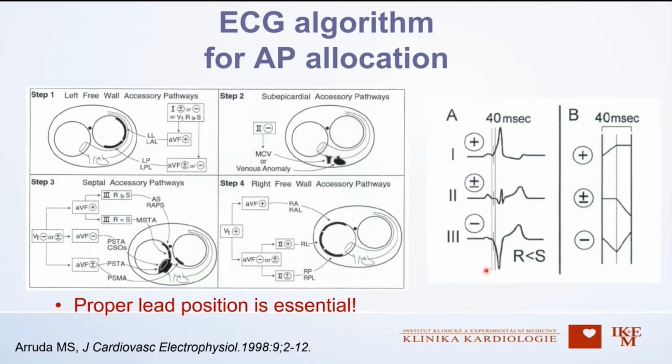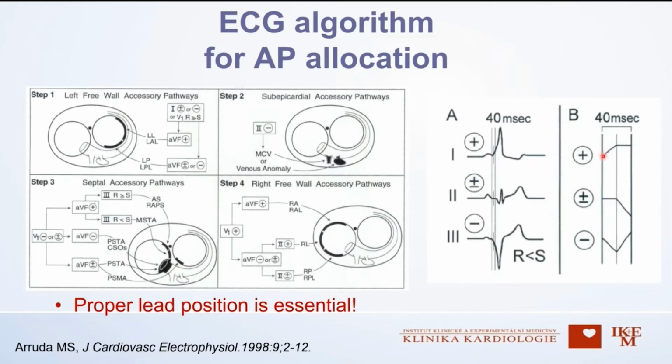It has 4 steps, and it's important to have a proper lead position. That's one step. The other is that if you talk about the accessory pathway or delta wave, you should look at the initial part of the QRS, when the activation over the accessory pathway is occurring. The best thing is to have a maximally pre-excited QRS, because when you have a fusion with normal conduction, it's not that obvious.